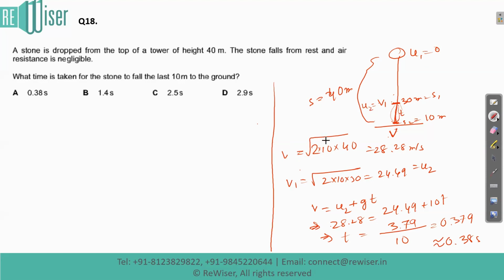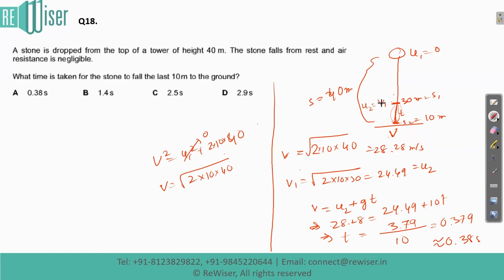So we found out V is equal to, since U1 is 0, directly root 2 into G into 40. How did we get this? V square is equal to U1 square plus 2GS. S is 40. G is 10. And U1 is 0. So V is root 2 into 10 into 40. And that is how we found out that V, the final velocity here, is 28.28 meters per second.